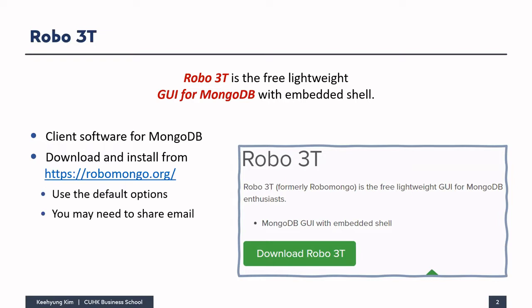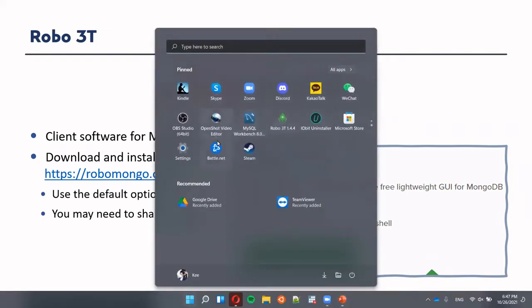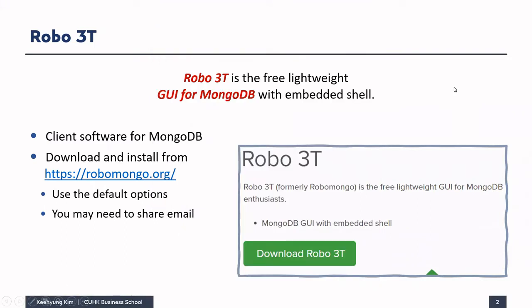So basically Robo3t is a client software for MongoDB, which is very similar to, what was the software we used last time? I forgot the name. Oh yeah, it's very similar to MySQL Workbench. Last time we used MySQL Workbench, which is a client software for the MySQL database. So Robo3t is exactly the same. It's a client software we are going to utilize to connect to MongoDB and do some operations.